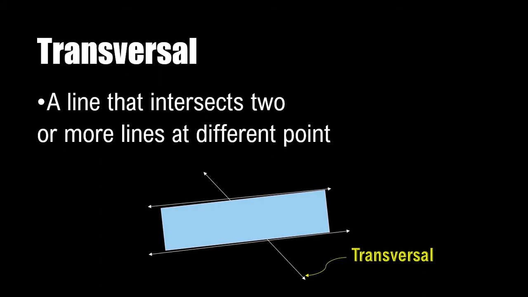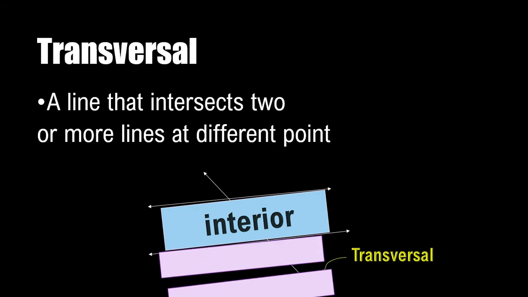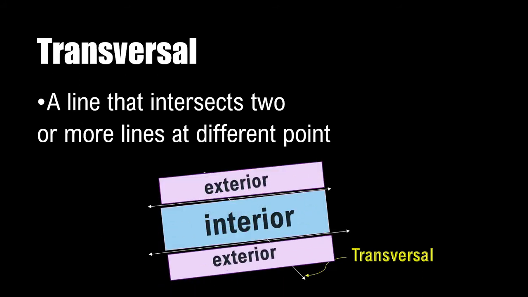And in parallel lines, we have here the interior part and the exterior. So remember, yung nasa gitna or between two lines that are parallel, ito yung tinatawag natin na interior part. While yung mga nasa labas naman, these are the exterior part of the parallel lines.